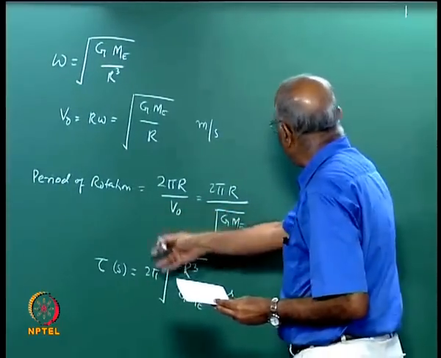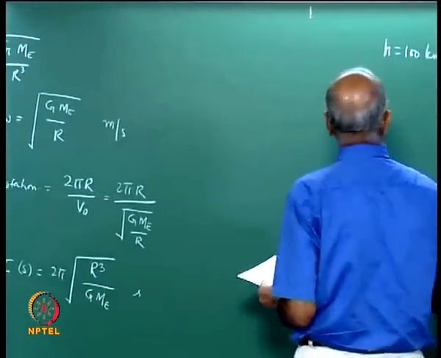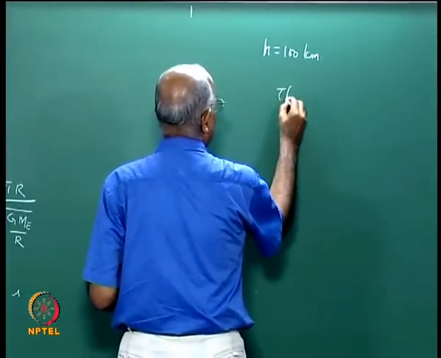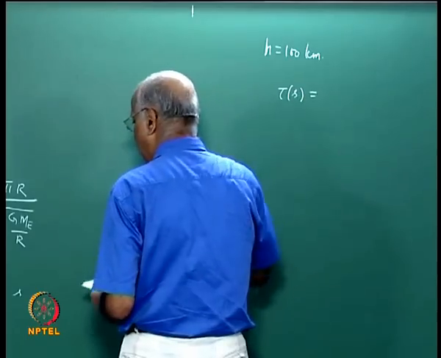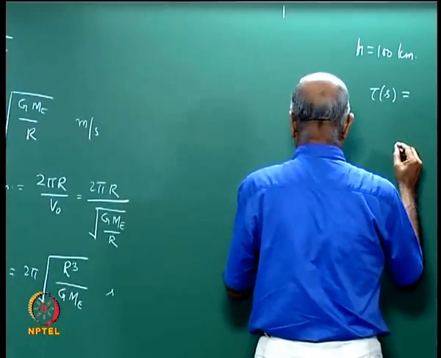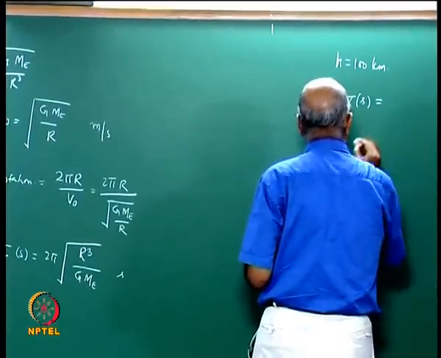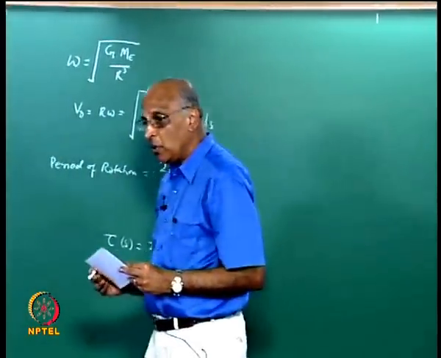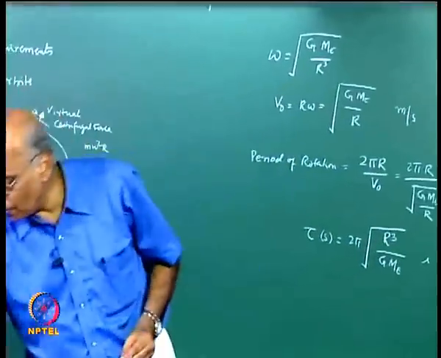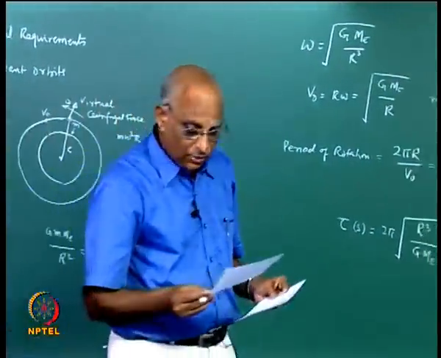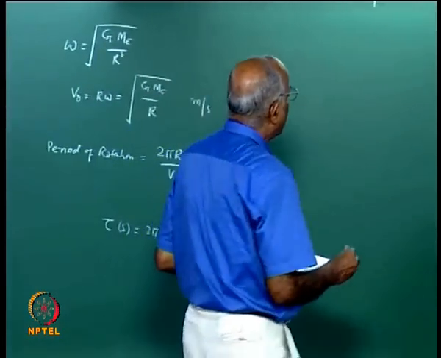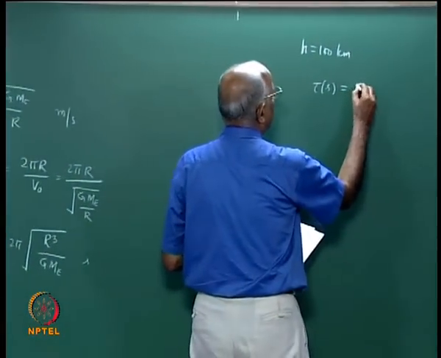I want to find out what is the period, and therefore the period in terms of seconds, tau seconds, is equal to r cubed. R cubed is equal to how much is it? We said that the radius of the earth is how much, and the height above the earth is some value. Therefore, r is equal to 6380, the radius of the earth.